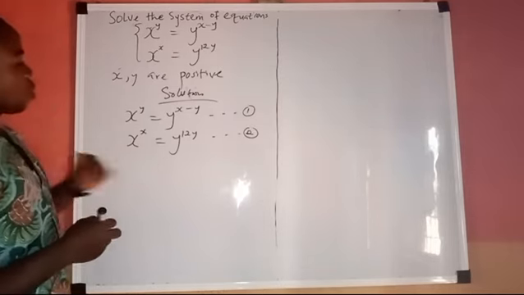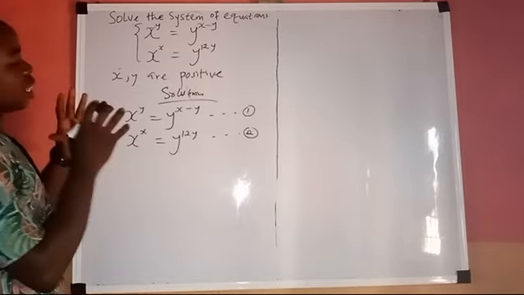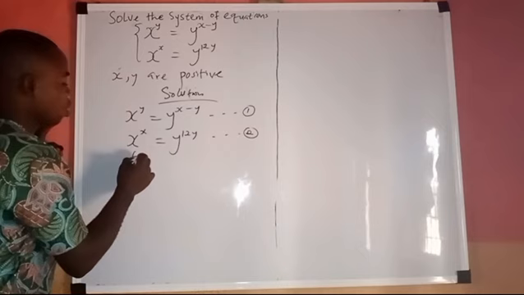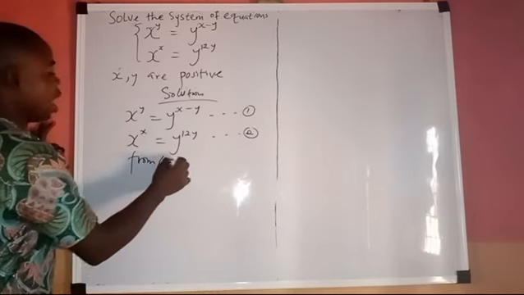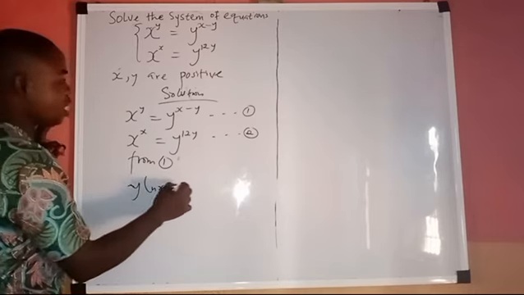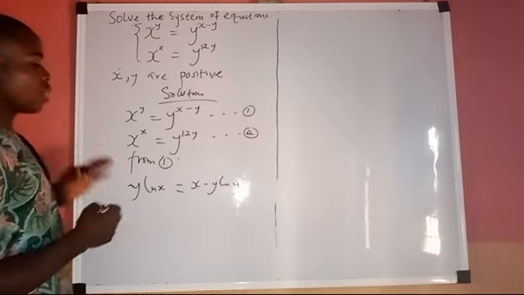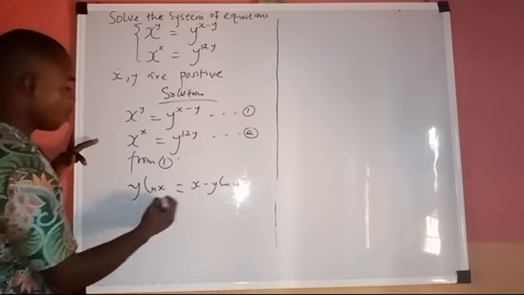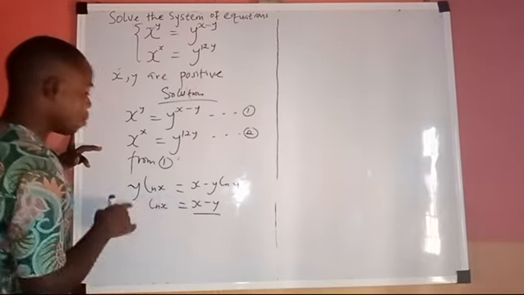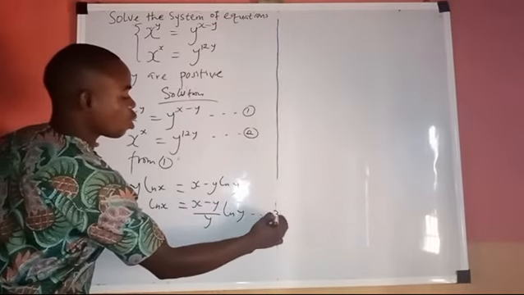The next thing we want to do right here is to begin to simplify. So I'm going to take the ln of both equation 1 and equation 2. From equation 1, if you take the ln of both sides, we have y ln x is equal to (x minus y) ln y. Moving forward, you see that our ln x is equal to (x minus y) divided by y, times ln y. So this is what we have. We can number this one equation 3.